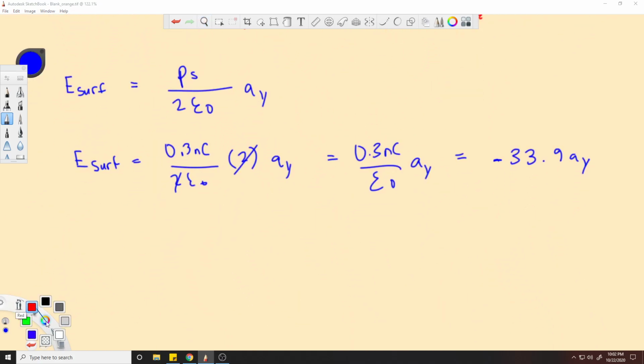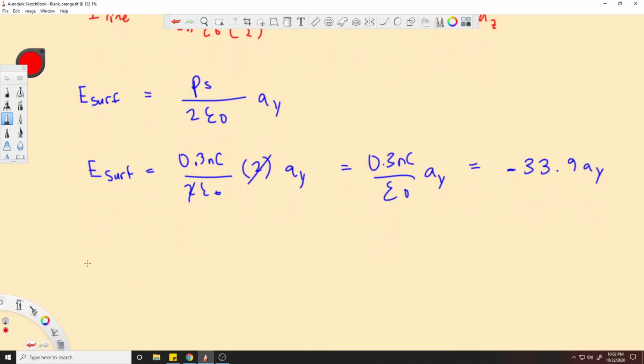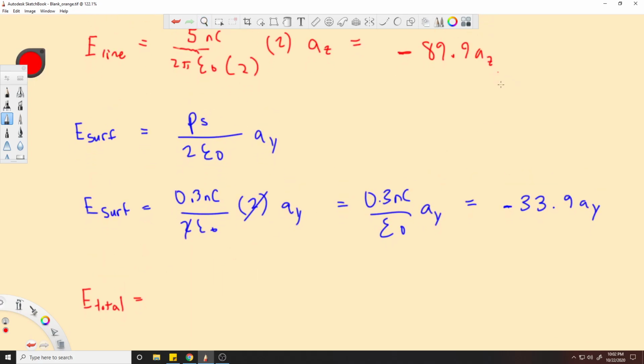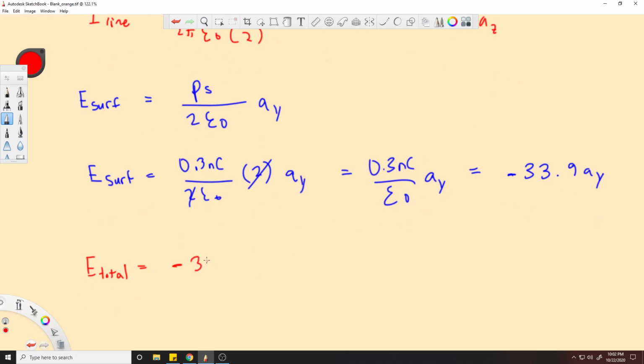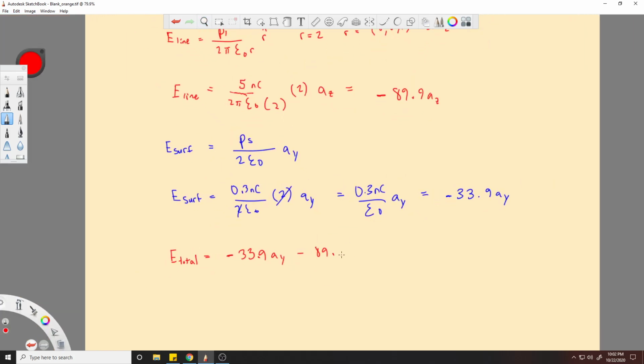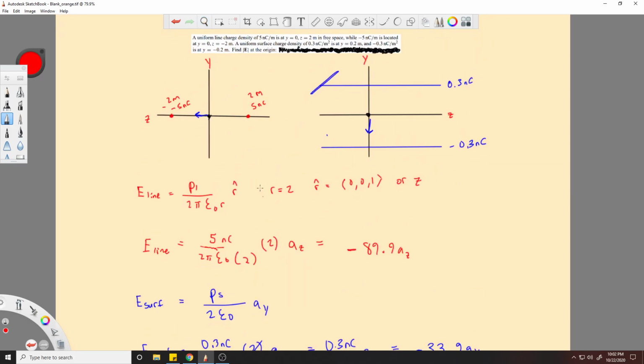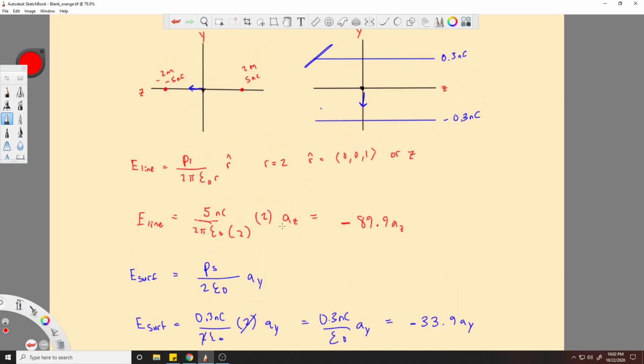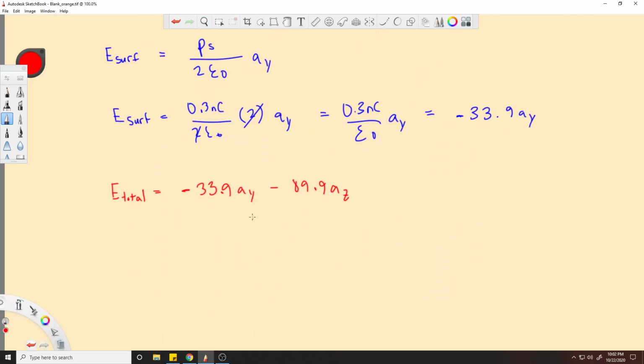So now, finally, we will add the total, which equals the z component and the y component, so that would be negative. Trying to make that a little neater. Minus 89.9 AZ, and that makes sense, right? Because these are bigger charges. They're the same distance away, but these are bigger charges, so you should see more coming from your point charges. So you should have a larger z direction of electric field.